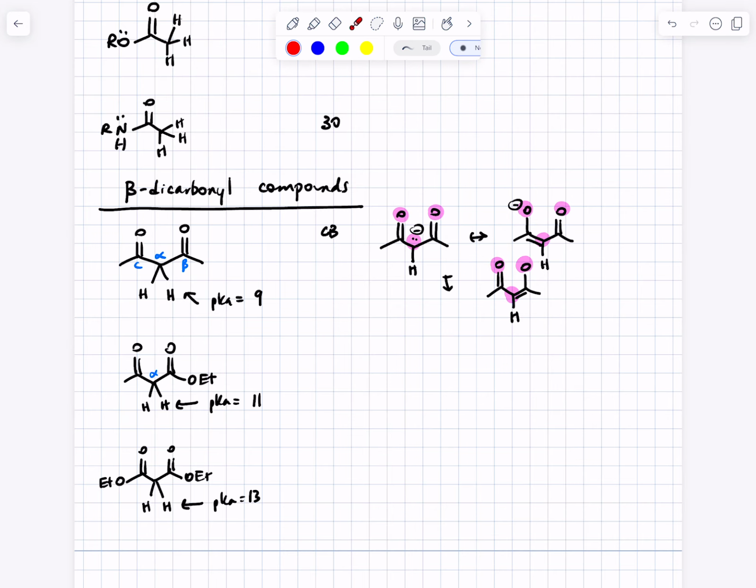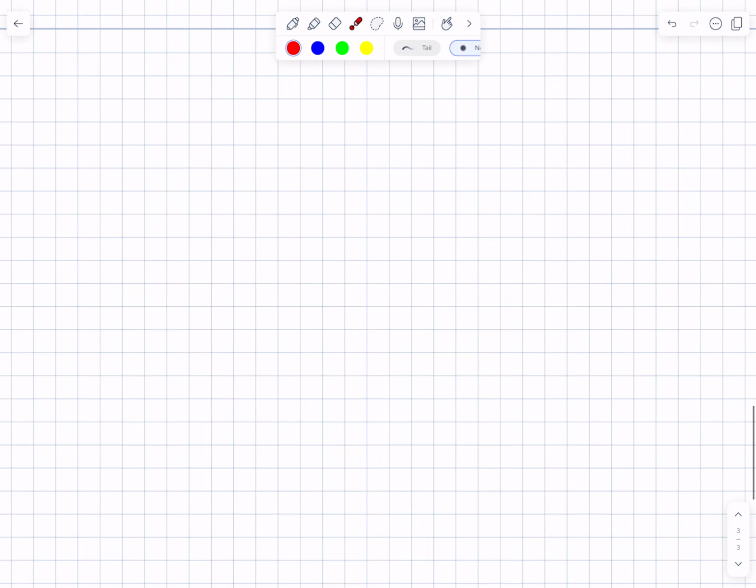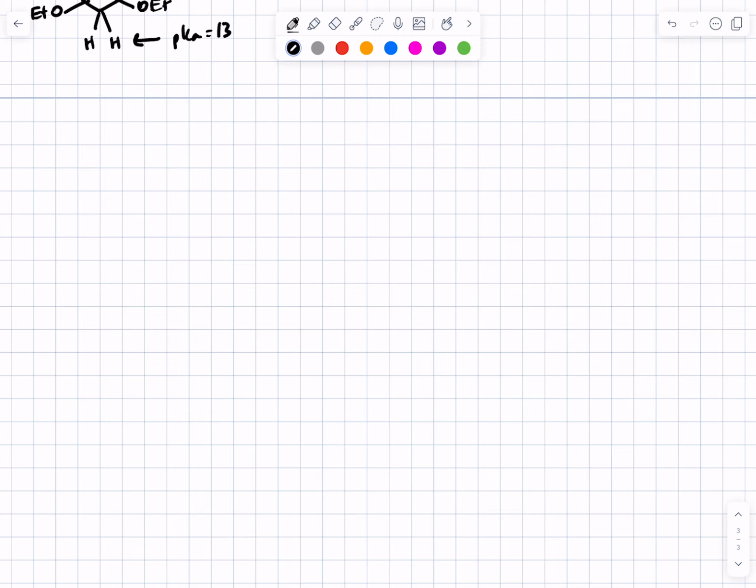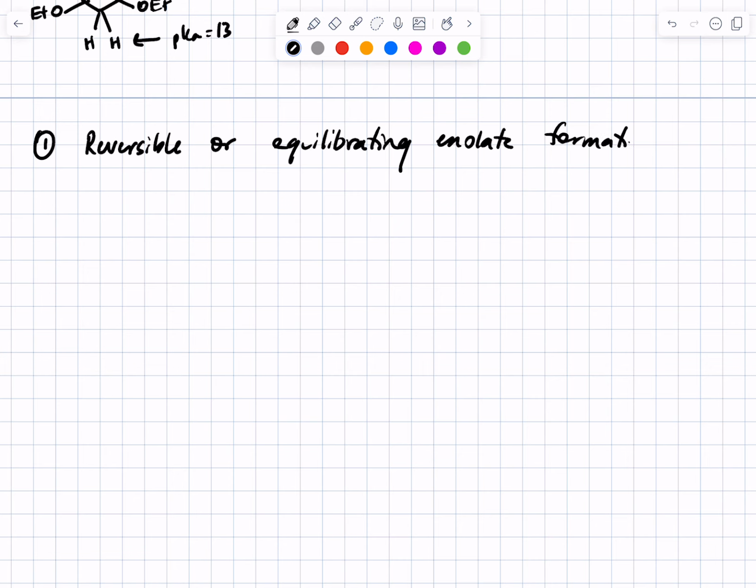All right, so let's dive into how we form enolates. There are going to be two sort of strategies for forming enolates, and one is what I will call reversible or equilibrating enolate formation. And this is where you use a base that's not strong enough to completely deprotonate your carbonyl. That is, you use a base that's only going to generate a very small amount of enolate.